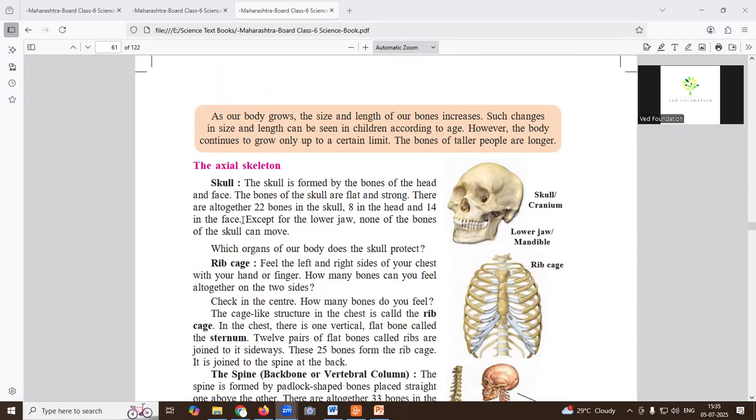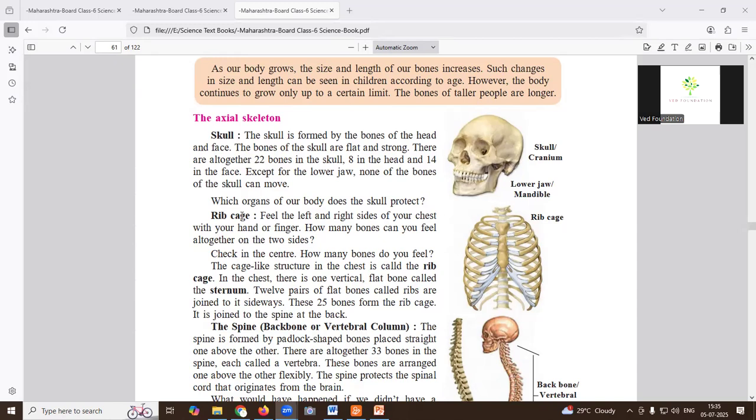All the bones of skulls are immovable except for the lower jaw. Only bone of lower jaw is movable bone. Other bones are fixed bones. Which organs of our body does the skull protect? Skull protects brain.